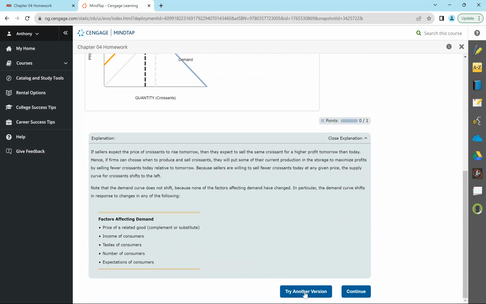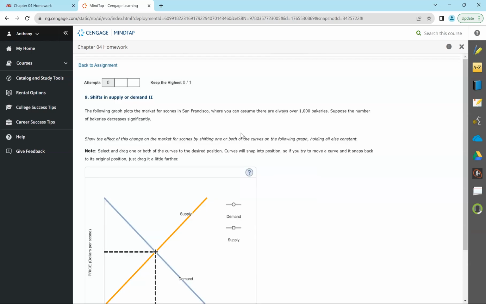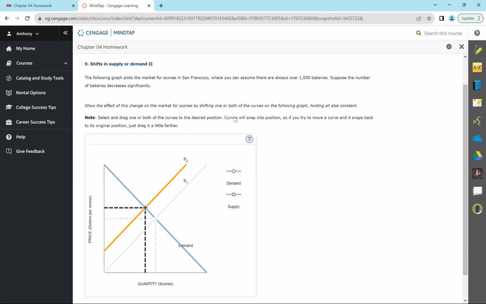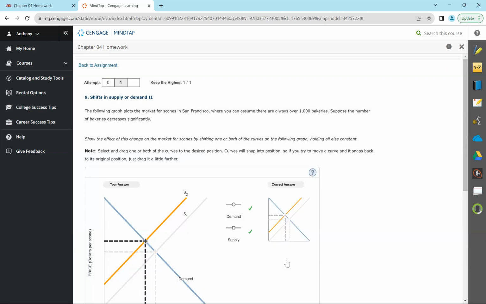All right. Let's try another version here. That doesn't make any sense, but okay. Suppose the number of bakeries decreases significantly. That means the supply is decreased. Show the effect of the change in the market for scones. So if the number of bakeries decreases, the supply is decreasing. Does that seem reasonable to you? Yes. I gotta be careful here that we didn't miss something else. I don't know why it's not finding this type. Okay. All right, let's grade it now. There it is. Okay.